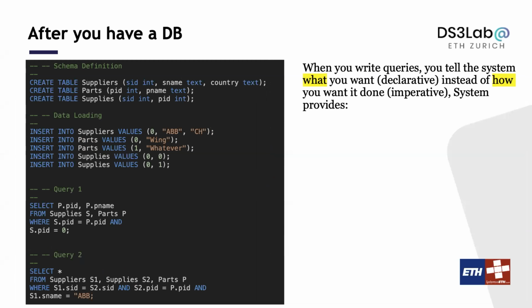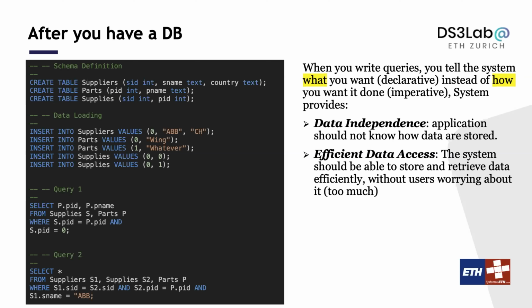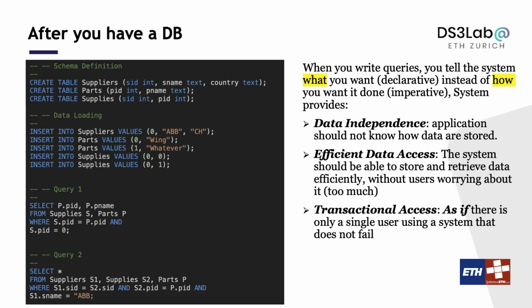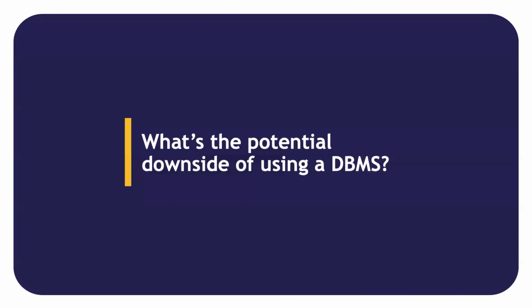Okay, so let's look at all these properties, right? Data independence: when you are asking the database all those types of queries, you as a user do not know how the data are being stored, right? That's what we want to do. We want to enable efficient data access, right? So we want to make sure the whole thing is transactional, right? And we want to provide the generic abstraction. As you can see here, we are asking two different queries, but we are asking them in a very similar way, right?